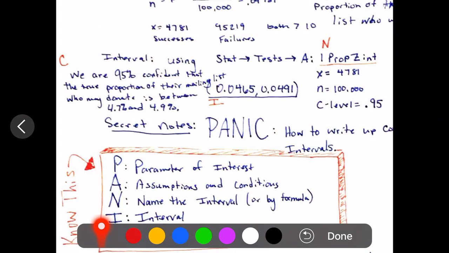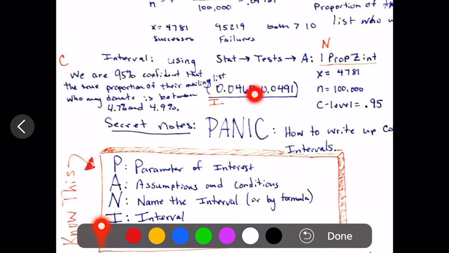The next part is to actually go through that interval. So that was P, that was A, now we're down to N. You see N here, it's name the interval, so we're actually going to run through this. I wrote one prop as the interval because that's the function in the calculator. If you haven't figured out how to do that yet, check out the other video that I posted. It tells you how to do it in the calculator, a real short video. These are the inputs. You had 4,781 for X. N is 100,000. My confidence level is 95%. The important part is that I wrote out the formula, either the name of the interval or the formula used to create the interval. Either one would be sufficient.